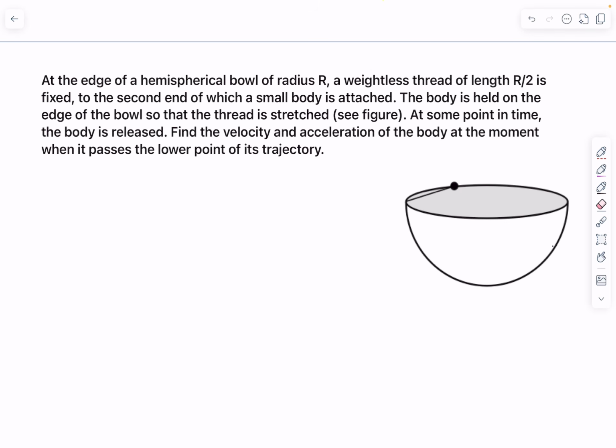In today's video, we'll be taking up a problem from mechanics. A very similar problem is also there in Pathfinder, so at the end of the video, I'll give you that problem as homework. Okay, so let's read the problem.